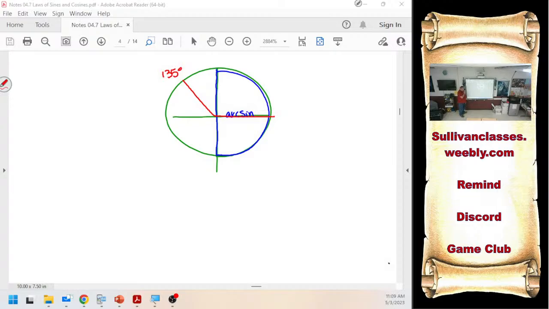uh-oh, it starts getting weird. Like, what about this? Let's use a nice one instead. This is 1 and 2. This is 150 degrees. If I did the arc sine of 1/2, what's it going to tell me?